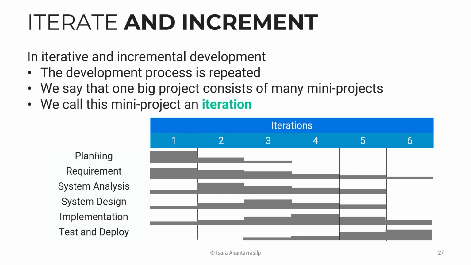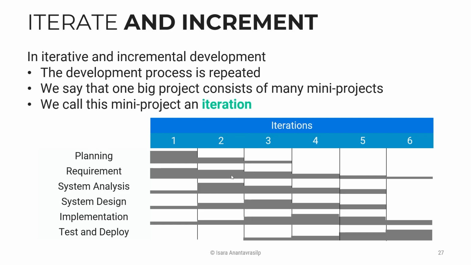And the process of development, you can have the planning, requirements analysis, system analysis, system design, implementation, test, and also deploy. In the first iteration, your work could be focused on planning. What should we do? How could we do it? How much does it cost? And so on. And you can also focus on the requirements gathering, elicitation, requirement analysis, and so on.